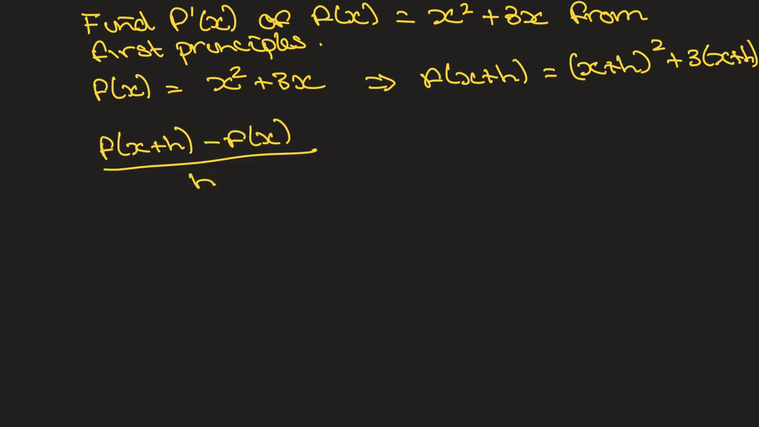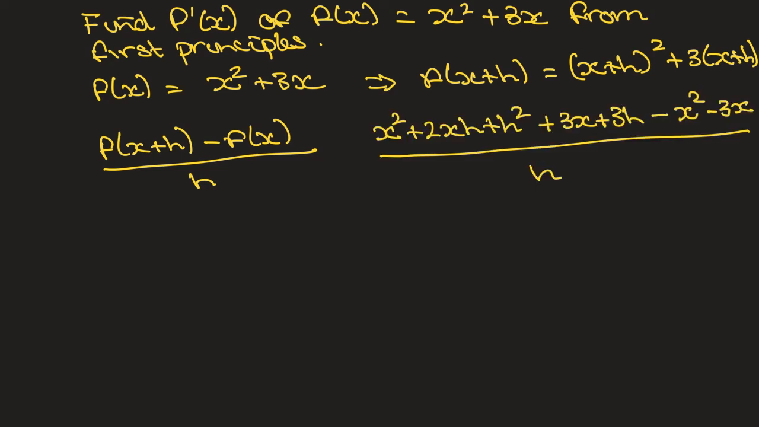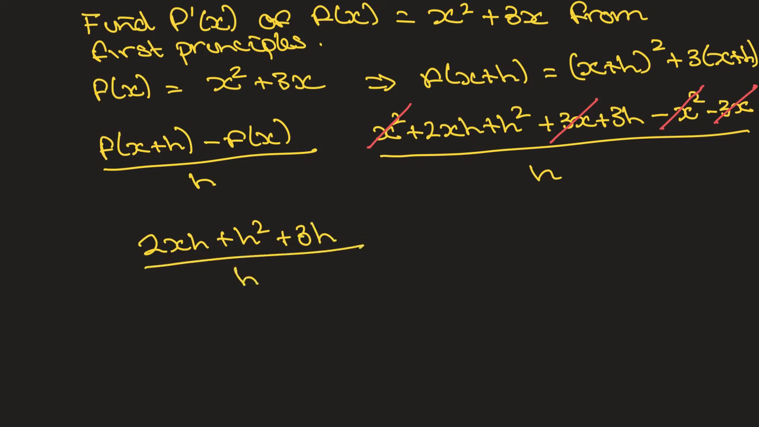We can now plug our values into our gradient function. F of x plus h minus f of x all over h, giving x squared plus 2xh plus h squared plus 3x plus 3h minus x squared minus 3x all over h, which simplifies to 2xh plus h squared plus 3h all over h.